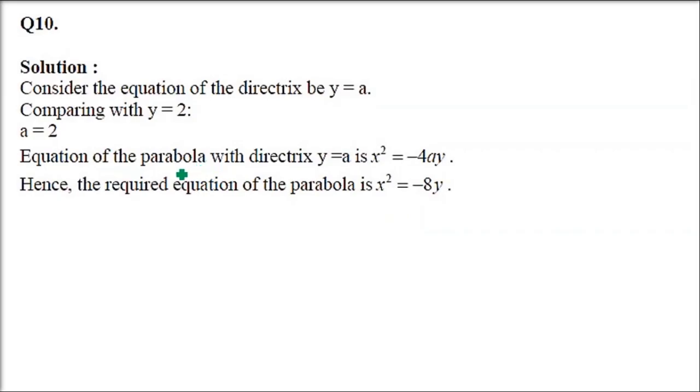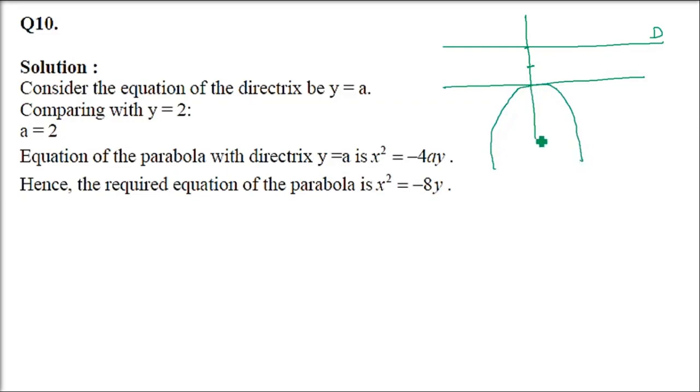Question number 10. Find the equation of a parabola with vertex at the origin and the directrix y equals 2. So let me show you. The directrix is y equals 2. This is 1, 2. Directrix will be y equals 2 like this. And it is being said that the vertex is the origin. It will be like this. So this is y is 2, that is x is 0, y is 2. What will be the focus? Focus will be like this, 0, minus 2.